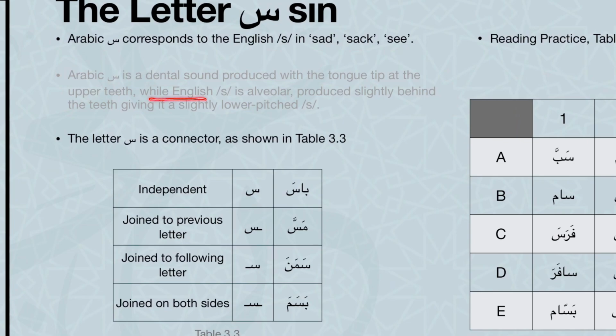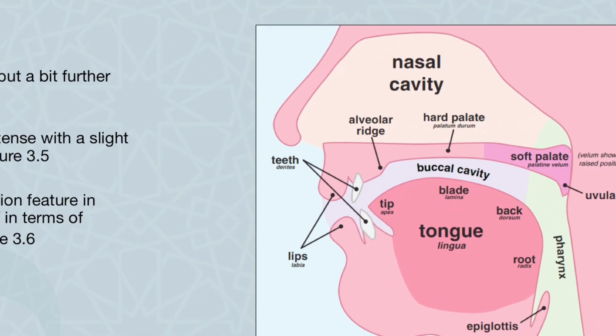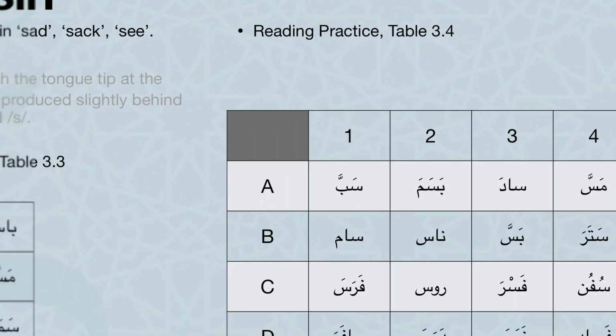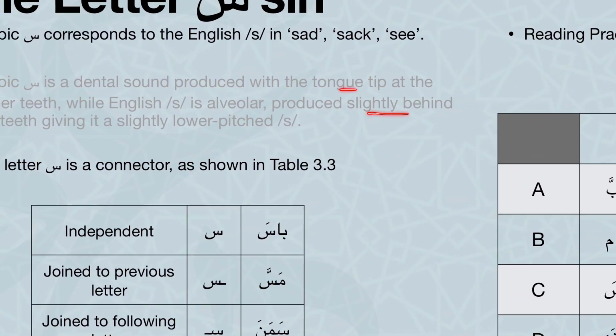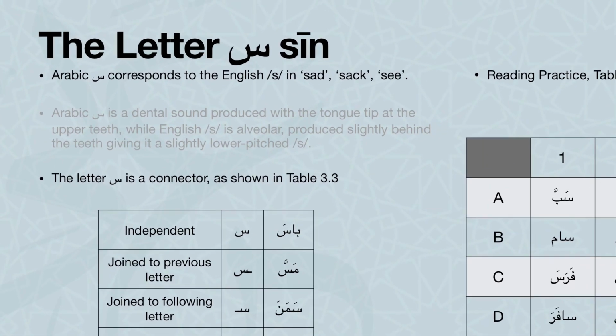The English S is an alveolar. If you look at this image, you would see that this bony, ridgy area behind your front teeth is called the alveolar ridge. When you hear in phonetics that a sound is alveolar, that means it's produced at this region, where your tongue comes in contact or close to it. So the English S is an alveolar sound produced slightly behind the teeth, giving it a slightly lower pitched S.